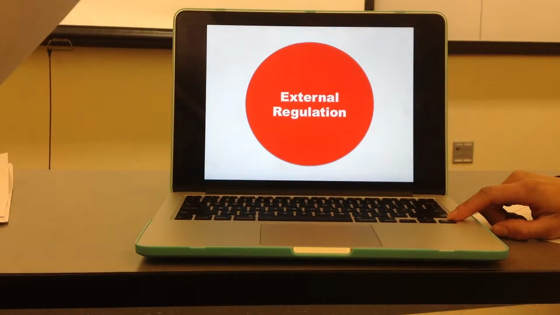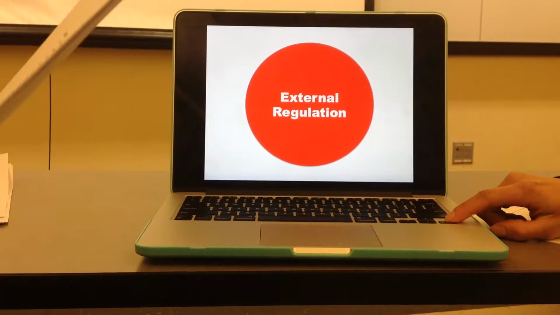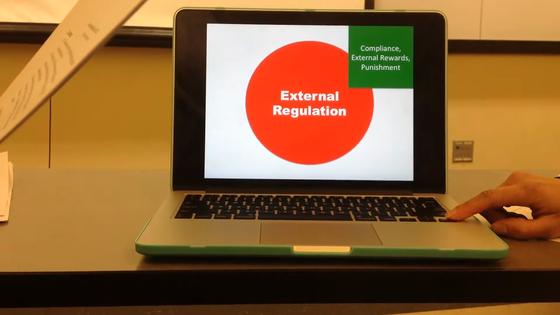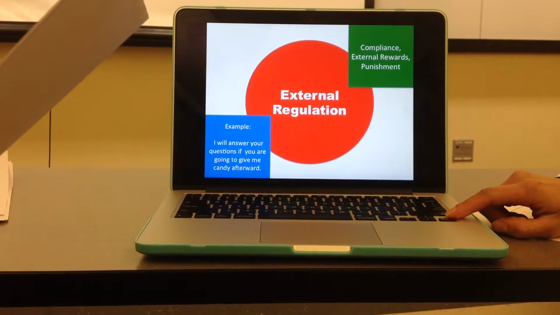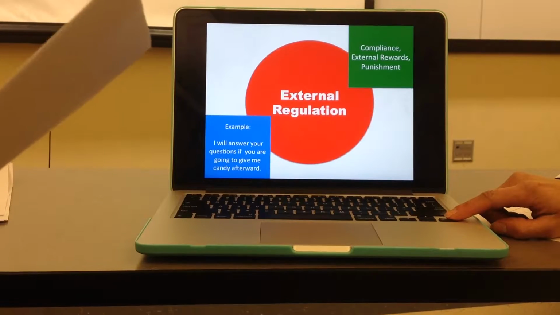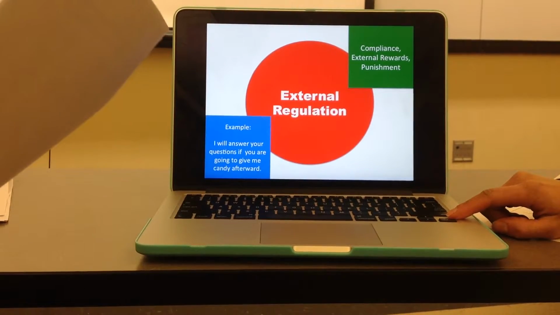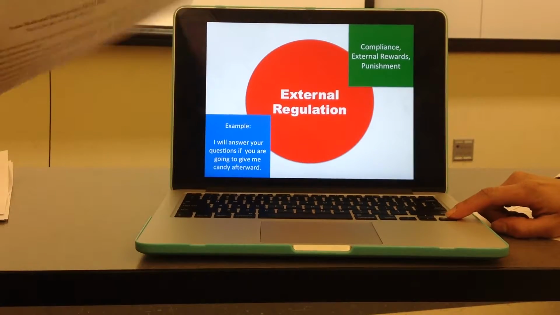The first is external regulation. It is defined as the motivation due to compliance, external rewards, and punishment. An example is, I will answer your question if you are going to give me candy afterwards. An additional example would be, I will do my homework if I'm going to get a sticker.